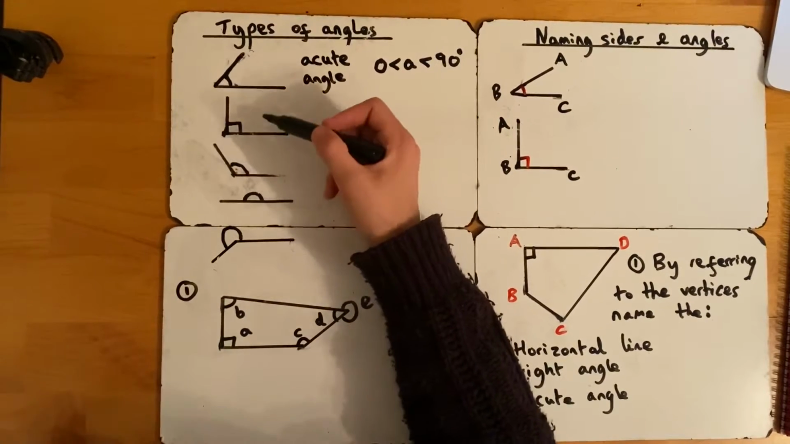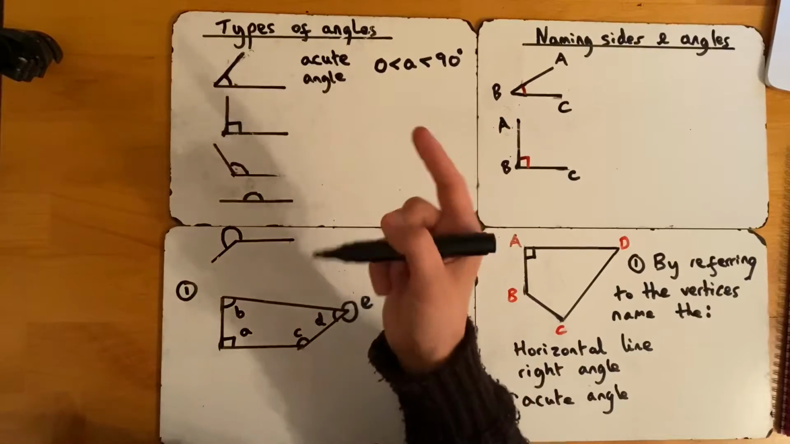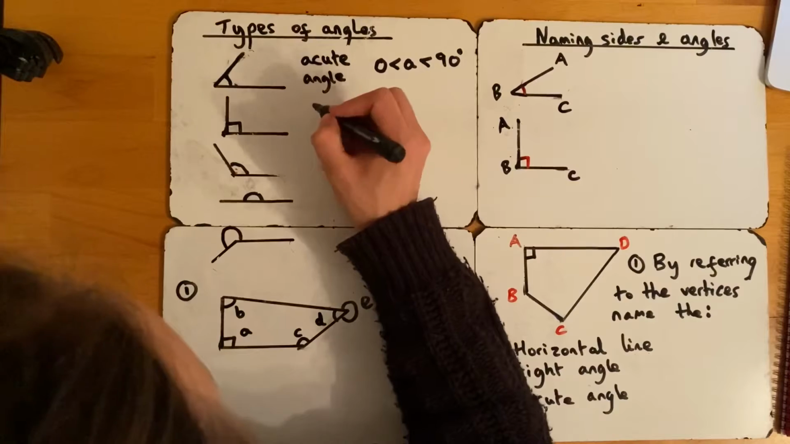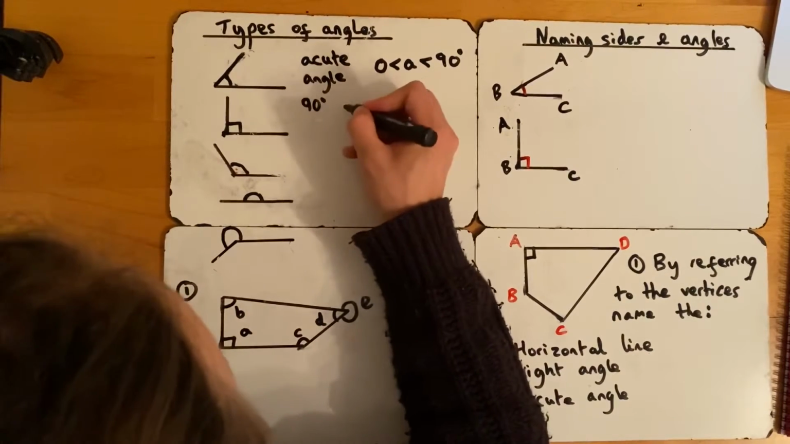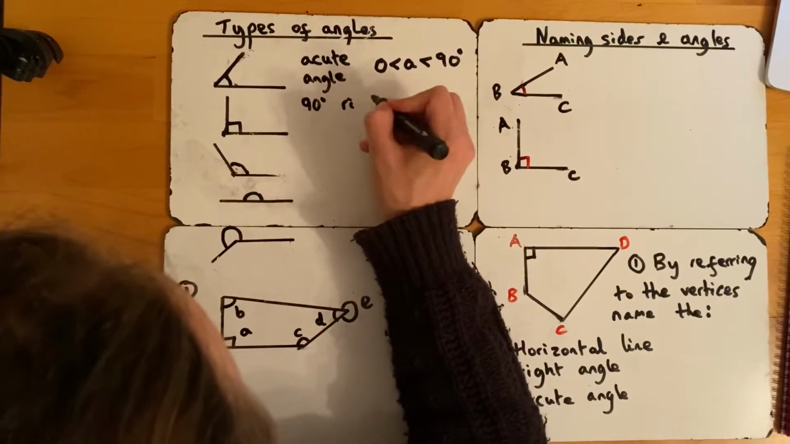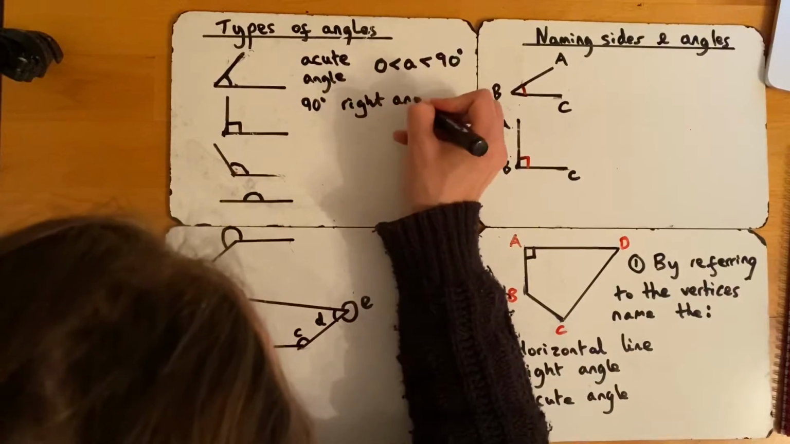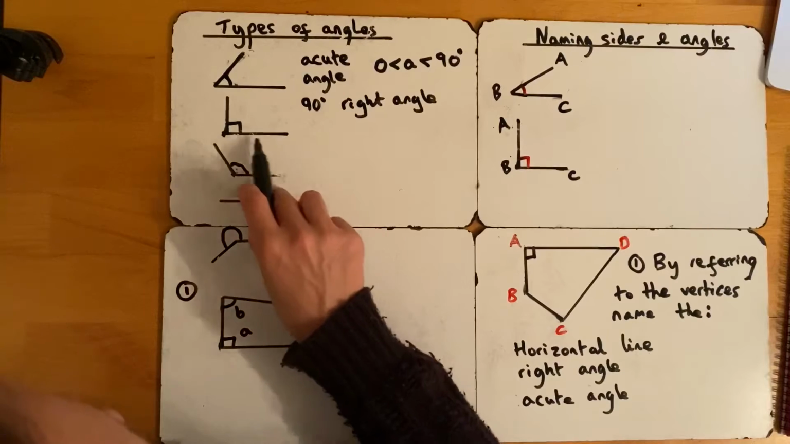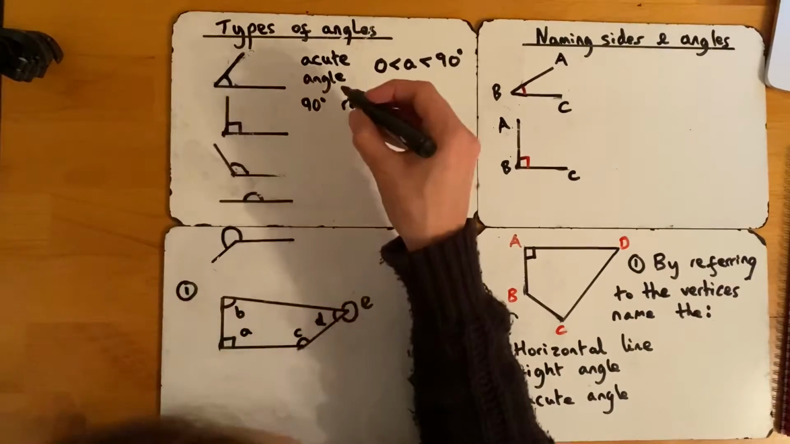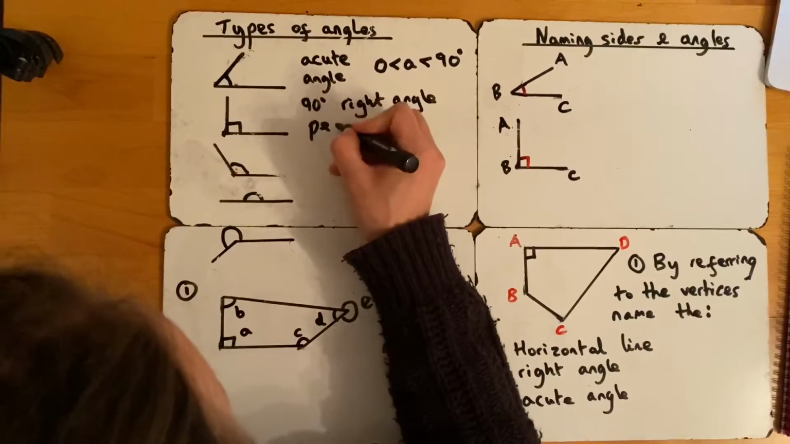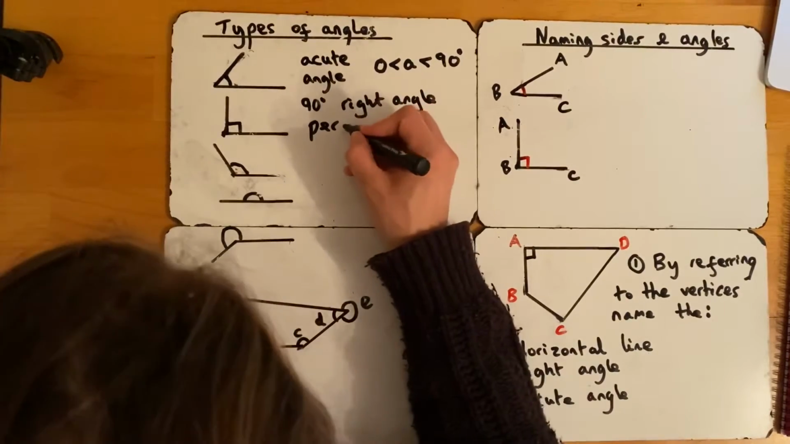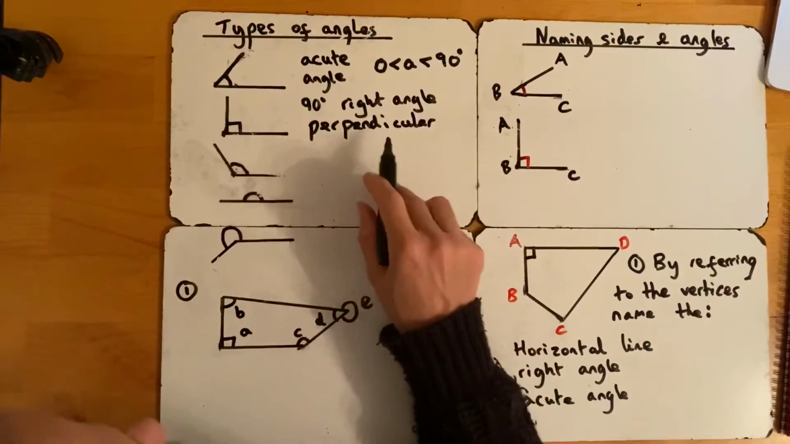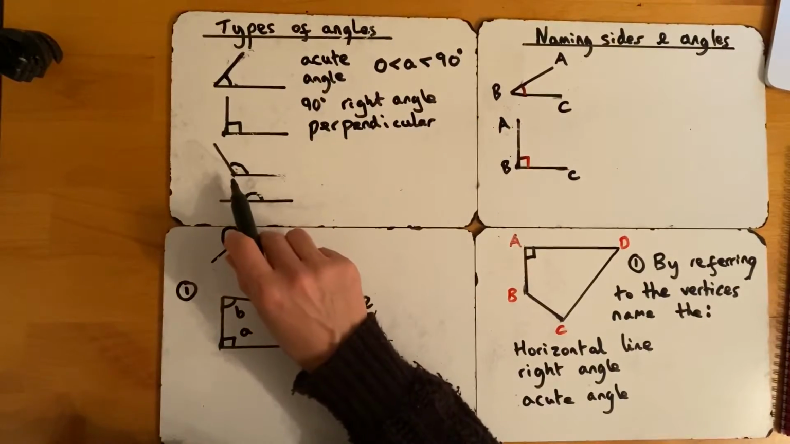Now, this one here. So this is an angle that is, whenever you see a square, it means 90 degrees. So 90 degrees is also known as a right angle. And whenever you see a right angle, that means these two lines are perpendicular. So that's another word that you need to learn. So can you copy that down? Perpendicular. Perpendicular.